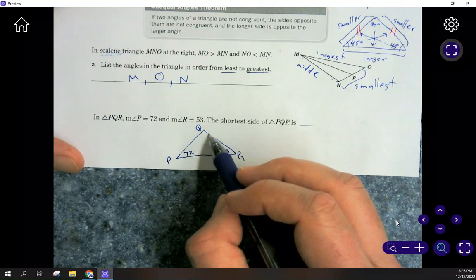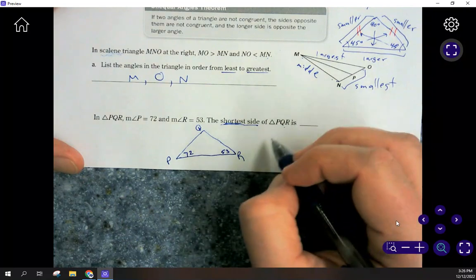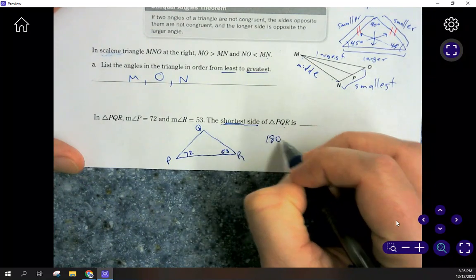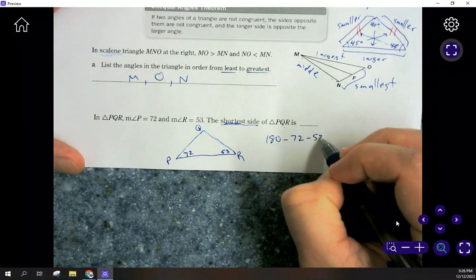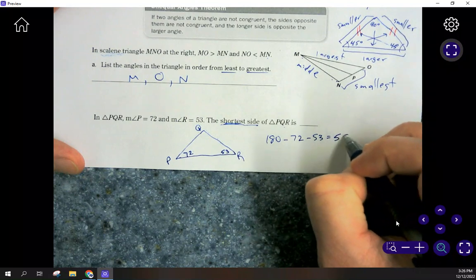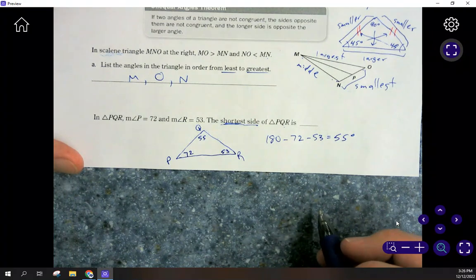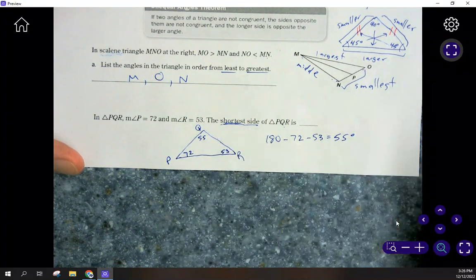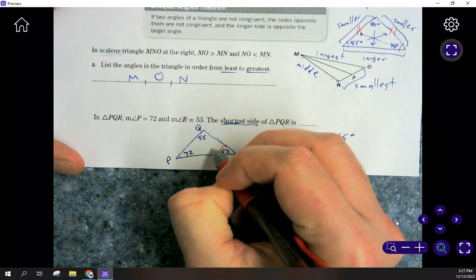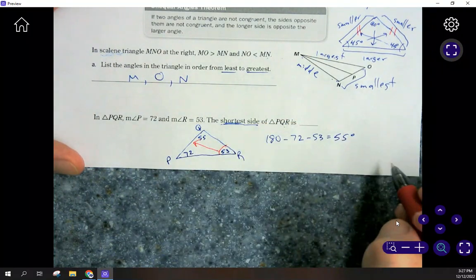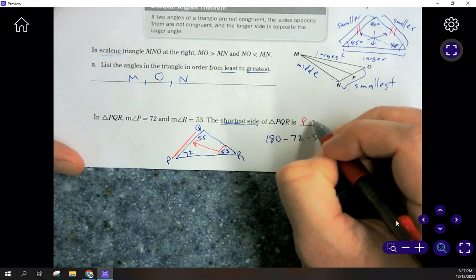But I better go double check what this angle is if I want to get the absolute shortest side of the entire triangle. So if I want to find that missing angle, it's 180 minus 72 minus 53. That's 55 degrees. So this angle is 55 degrees. So the shortest side will be across from the smallest angle. Smallest angle here is 53, which means the smallest side is opposite it, or across from it. So the shortest side is this right here, PQ.